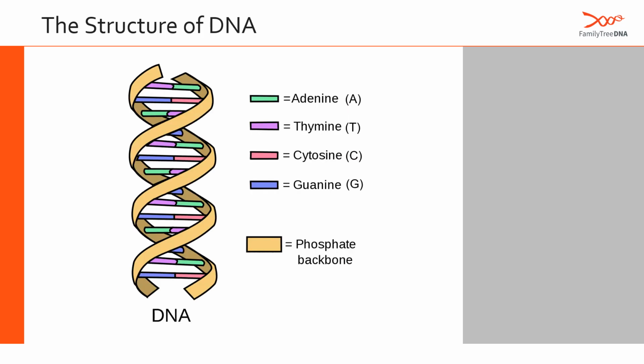These bases are connected to the phosphate backbone in pairs, with one half of each pair on each strand. So, for example, you might have adenine on one strand connected to thymine on another strand. Because they occur in bases, we call them base pairs.